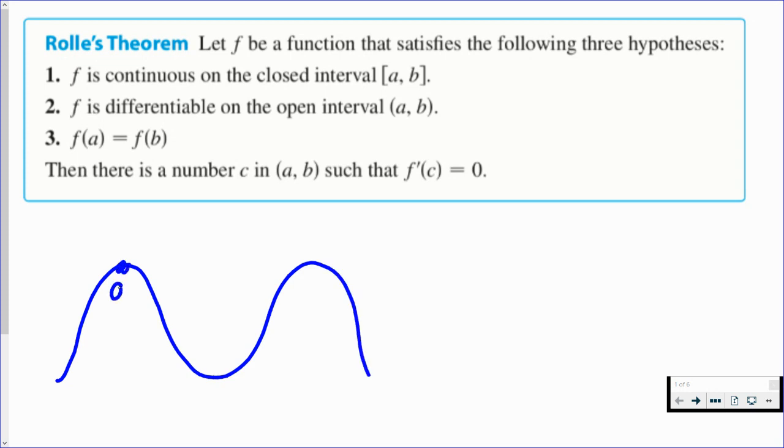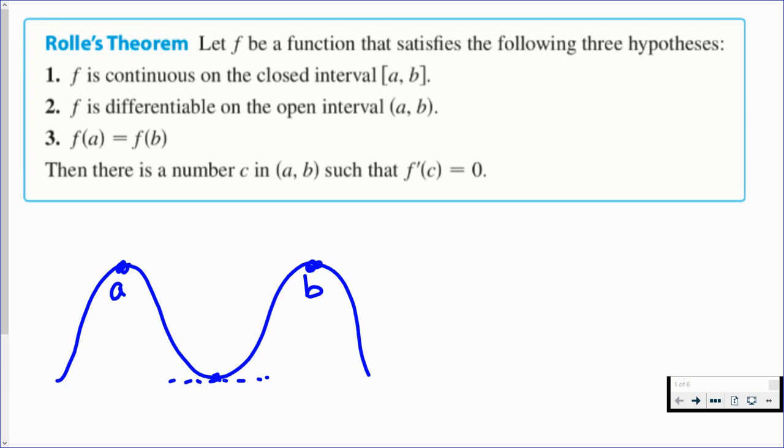Notice that, let's say this is A, this is where B is. We're going to have equal values, f of A equals f of B. Okay, somewhere in between, derivative is equal to 0. This would be where that would be, because we would have a horizontal tangent there. Okay, and it could be the reverse. You could have this flipped. It could look a little different, but basically that's what it's saying.